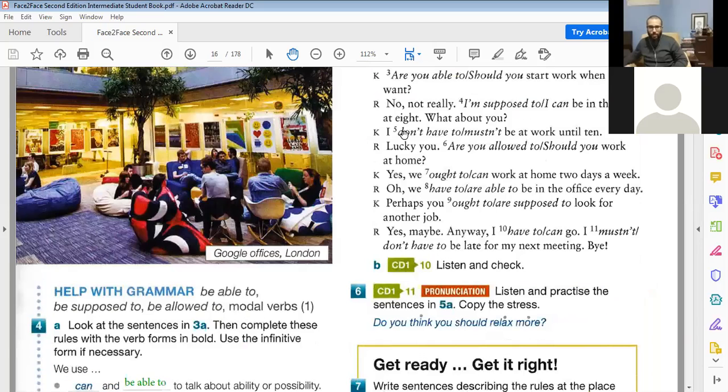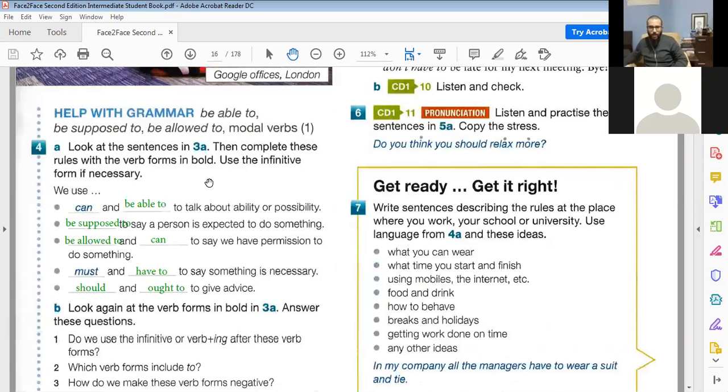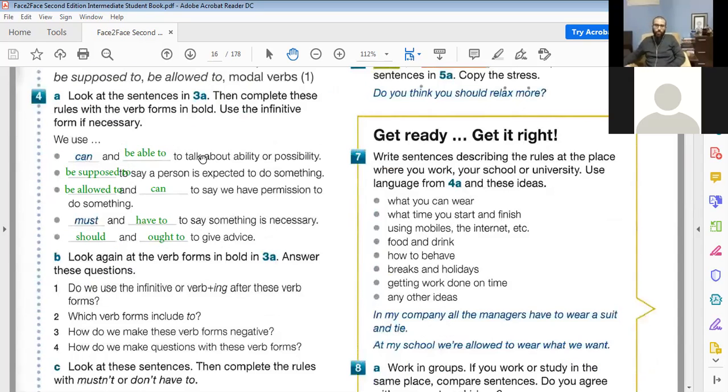In this lesson, of course, we talked about using can and be able to talk about ability and, of course, possibility. So we talked about this, and we used to be supposed to talk about something you're expected to do. So, for example, if the teacher says you're supposed to do your homework, this is something you're expected to do, right? This is the meaning of supposed to.